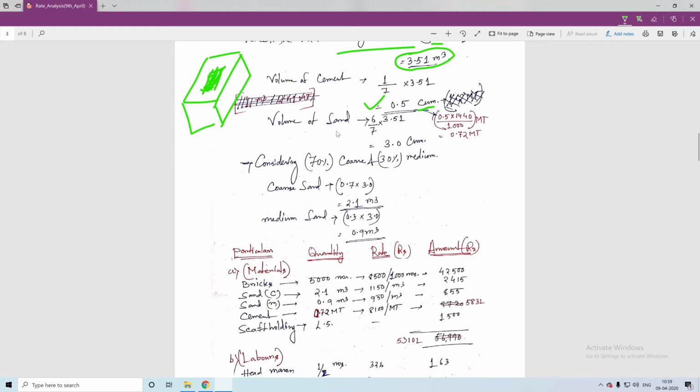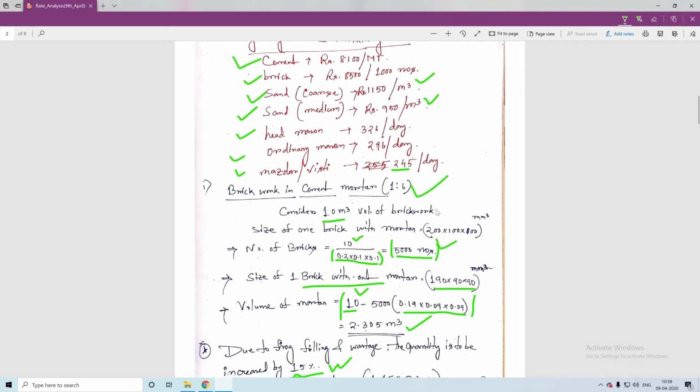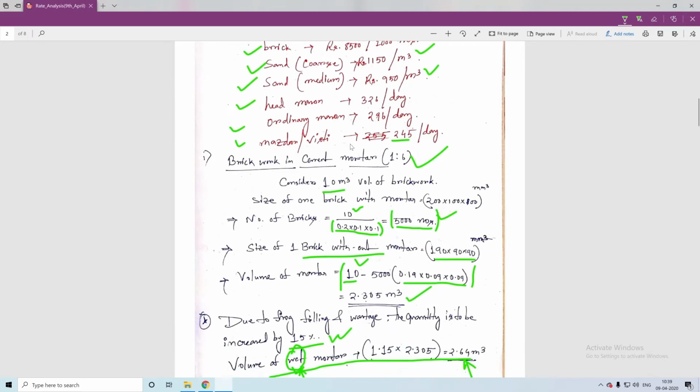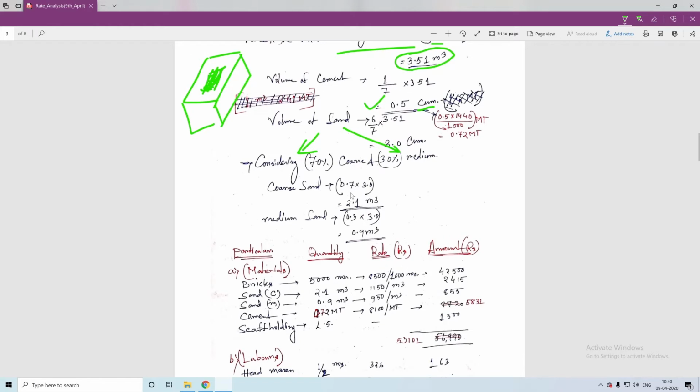Now this sand I am considering 70% coarse and 30% medium, because in the question, look, coarse sand is given and medium sand is also given. So we basically use more coarse sand than medium sand, right? This is as per your consideration. This is not mandatory, but try to take this value at least, 70% coarse and 30% medium. So the coarse sand will be 0.7 into 3, and the medium sand will be 0.3 into 3, that is 2.1 meter cube and 0.9 meter cube.